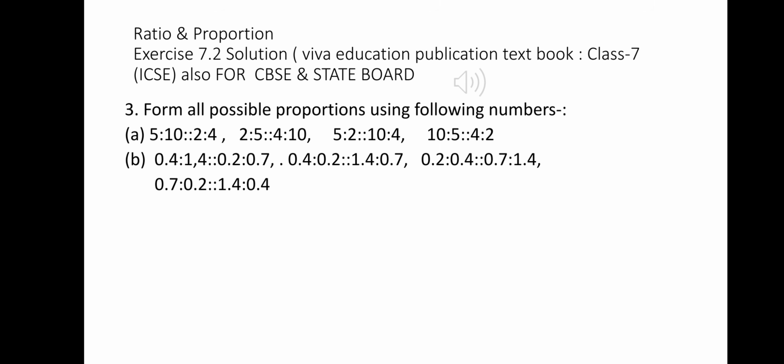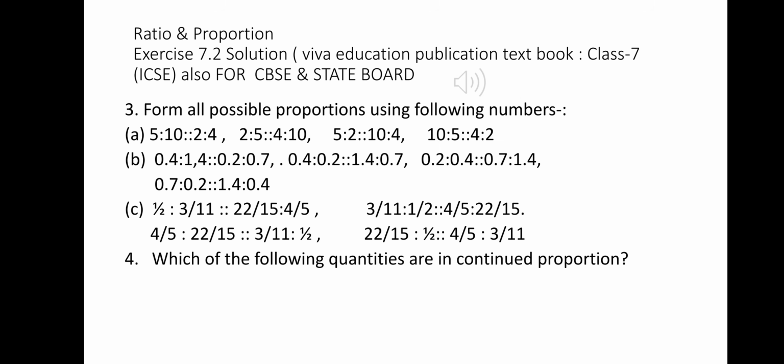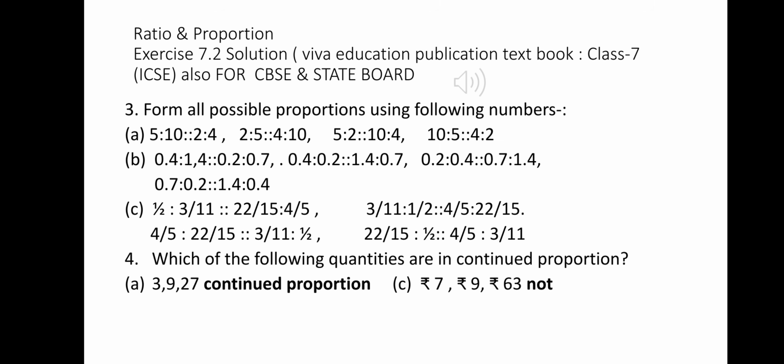So 0.4 is to 1.4 is to 0.7. So these are the 4 proportions given. So you can see that here 0.4 is to 1.4 is to 2 point. So there is only one which is in continuous proportion, 3, 9 and 27. Others are not.